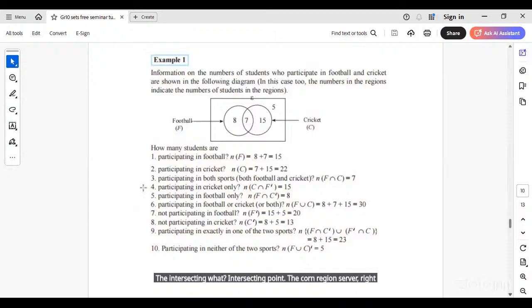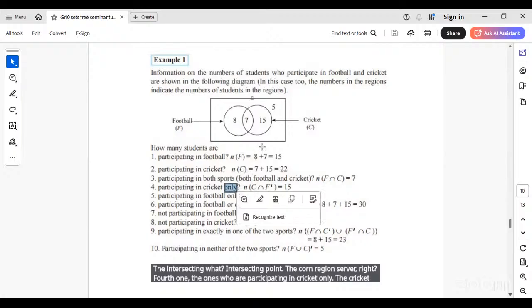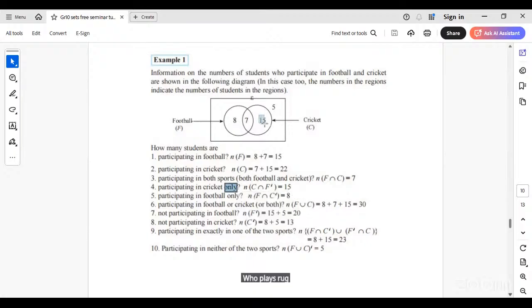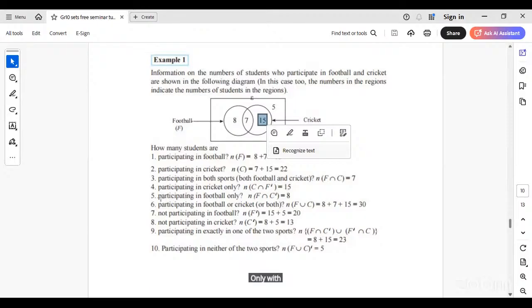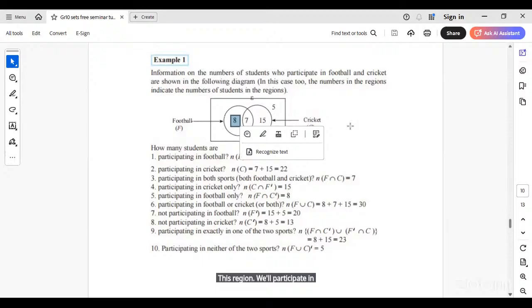Fourth one, the ones who are participating in cricket only. Who plays cricket only? This part, this 15. So these 15 students participate in cricket only. And the ones who participate in football only, this region, participate in football only.